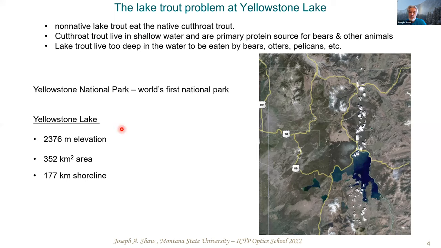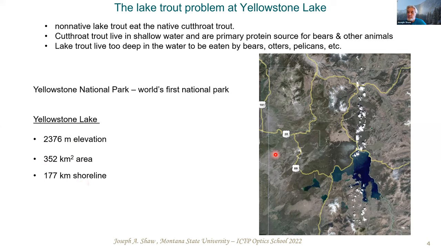So here's a little bit of information about Yellowstone Lake. It's 2376 meters of elevation, so it's a little bit high elevation. It has a large area, 350 or so square kilometers. It has nearly 200 kilometers of shoreline.